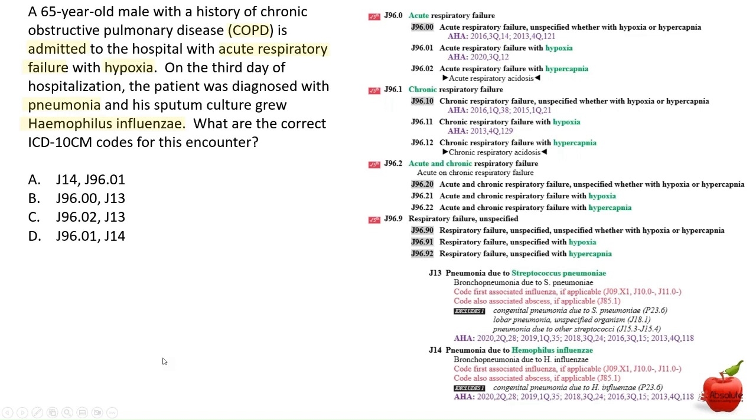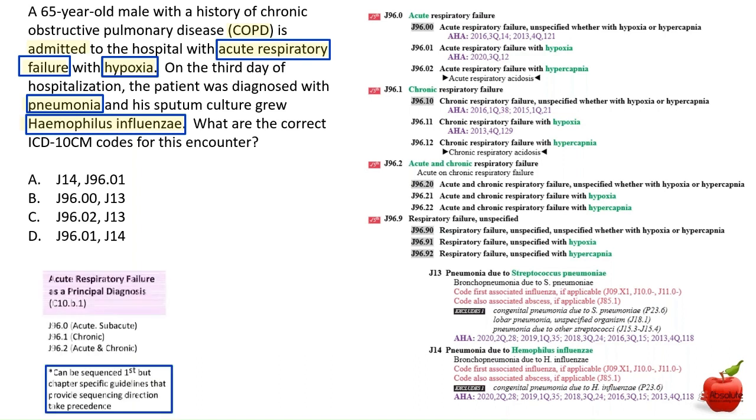So we have for our keywords COPD, they've been admitted in acute respiratory failure with hypoxia. They've been diagnosed with pneumonia. And in fact, the sputum culture grew Haemophilus influenzae, so that is the causative organism. That's what's causing the pneumonia. So we're going to pull out acute respiratory failure with hypoxia as well as pneumonia with Haemophilus influenzae.